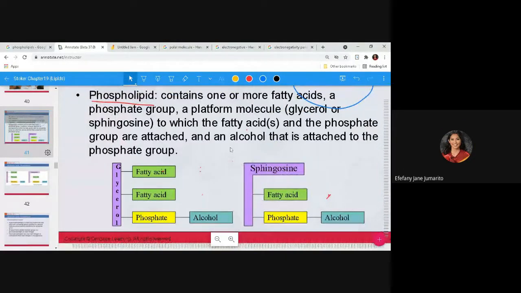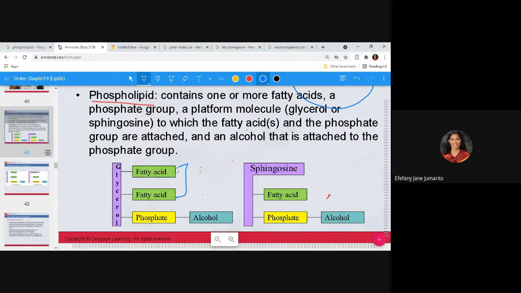Okay, so that one. All right. So this one, the phosphate and the alcohol. In your phospholipids, determine the polar and non-polar groups here in your glycerol phospholipid.